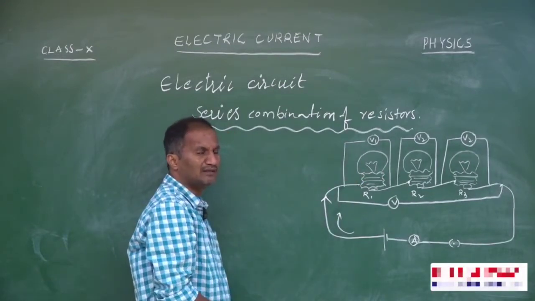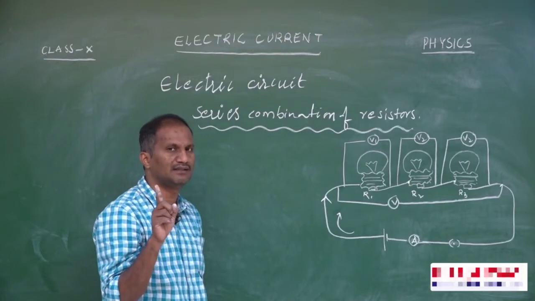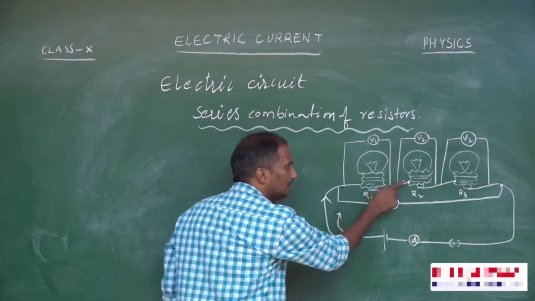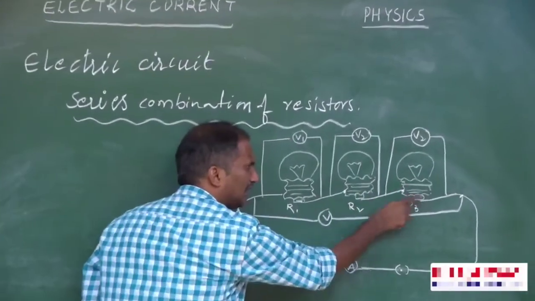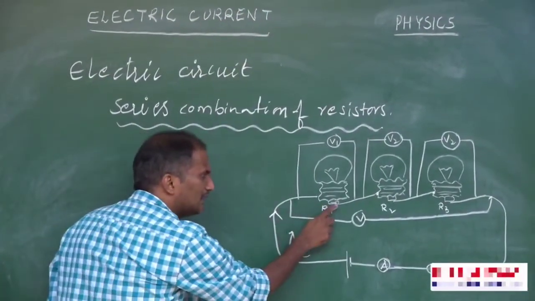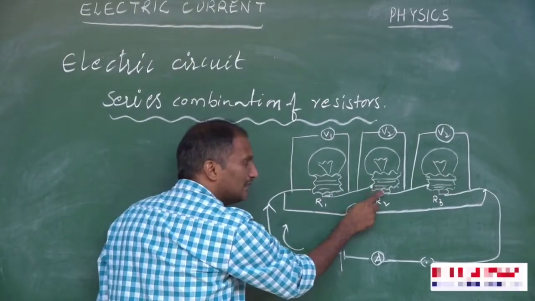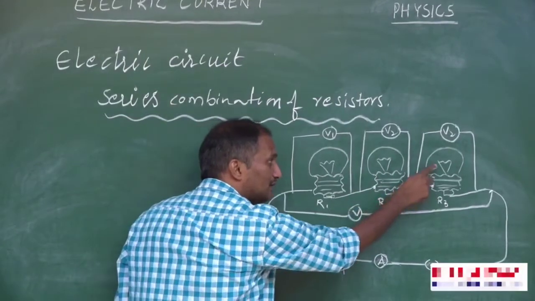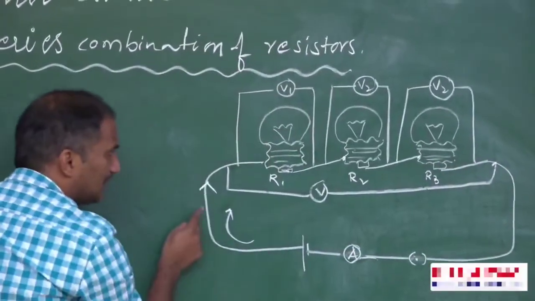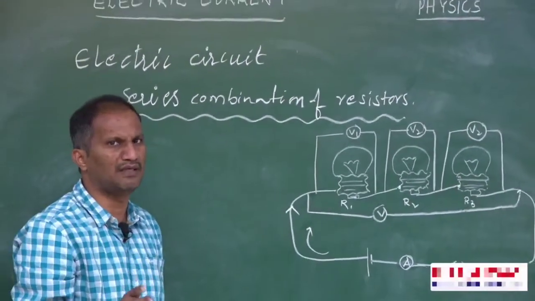Every bulb has two terminals, terminal 1 and terminal 2. We arranged the bulbs in a particular manner: the second terminal of the first bulb is connected to the first terminal of the next bulb. Like that, the second terminal of the second bulb is connected to the first terminal of the third bulb, and the second terminal of the third bulb is again connected to the first terminal of the first bulb. This type of arrangement of bulbs is said to be a series combination of bulbs.